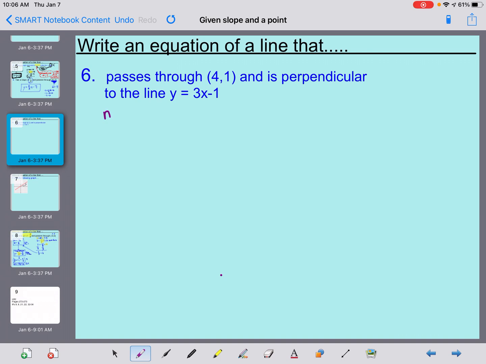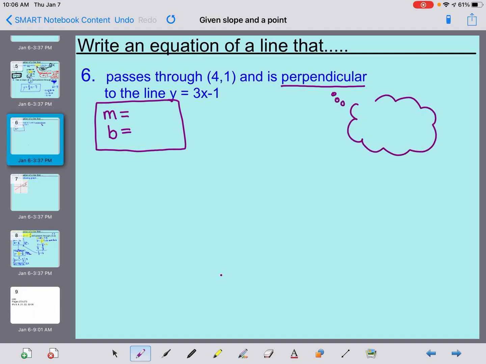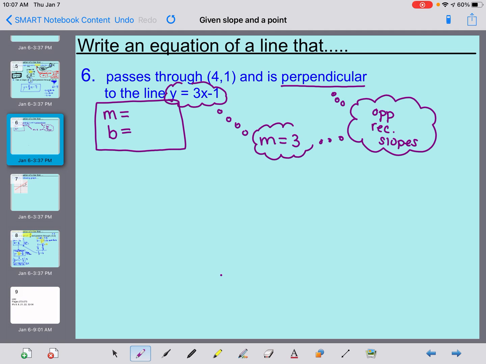So I read the question, and automatically I'm writing m equals, b equals off to the side. And it's telling me something about being perpendicular. And when I see the word perpendicular, I'm thinking opposite reciprocal slopes. So the slope of this line that they're saying I'm perpendicular to is m equals 3. So now if I combine these two thoughts, I have a slope of 3.